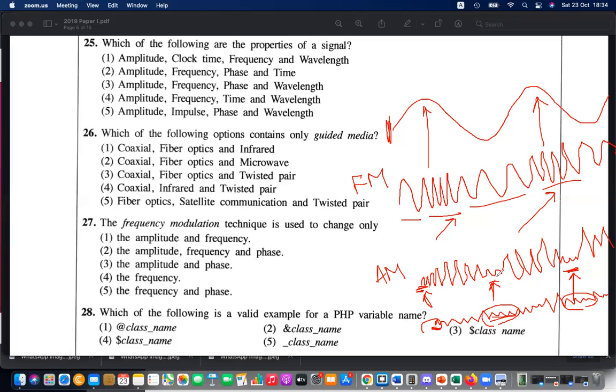Yes, sir. Okay. Then we discuss FM, AM, and what is PM, phase modulation. Phase modulation is changing the direction. The signal is rising up, so you go this direction. The signal is suddenly falling down, so you change the direction.